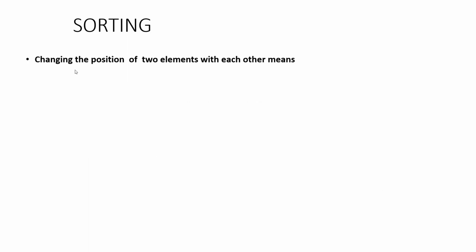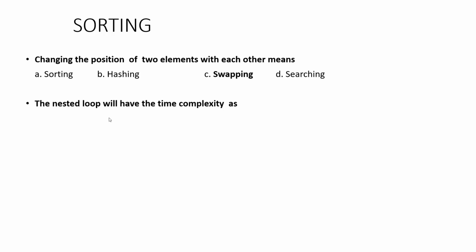The next question. Changing the position of two elements with each other means: the options are sorting, hashing, swapping, searching. Swapping is the correct answer.